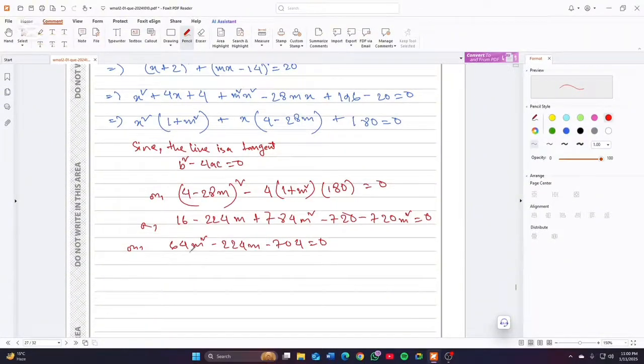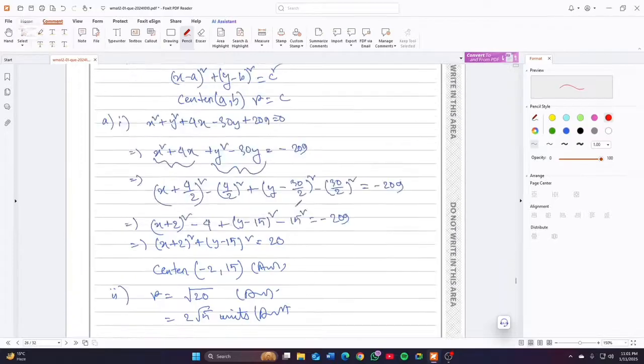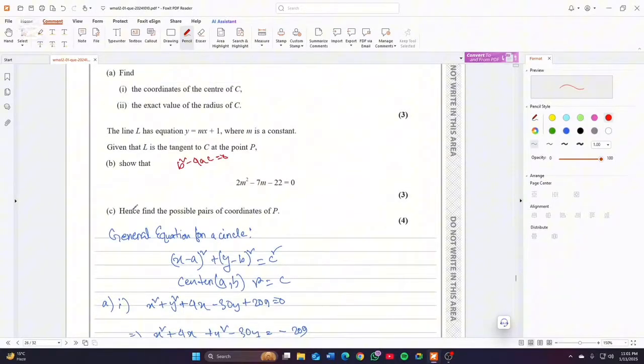If we simplify it further, we can take 32 common, and it will simplify to 2m squared minus 7m minus 22 equals 0, right? So we divide the whole thing by 32, and we have this. This is what we were supposed to show, right? It matches perfectly.